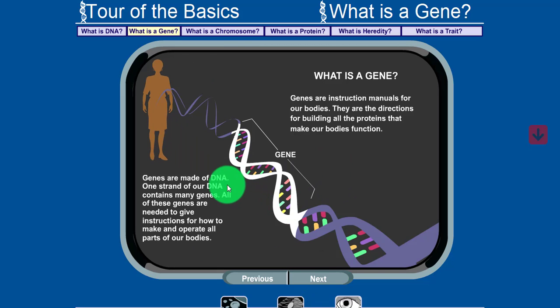Genes are made of DNA. One strand of our DNA contains many genes. All of these genes are needed to give instructions for how to make and operate all parts of our bodies.